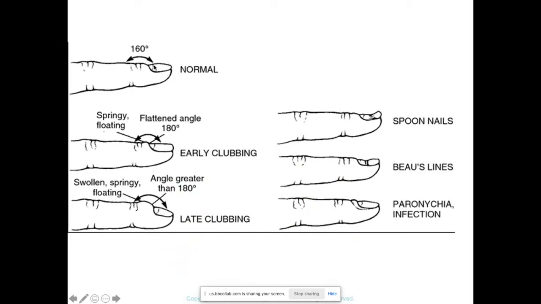So clubbing, this is your normal nail. It starts to flatten out a little bit, and we get this thicker cuticle and starts to round out in the front. Different than spooning of the nails. Spooning is when the nails come up. We see that with fungal infections. We also see it with diabetics.